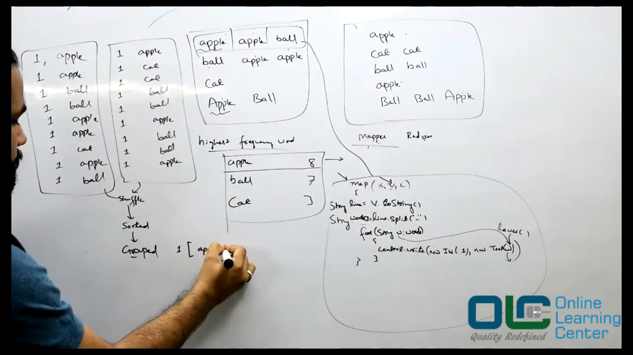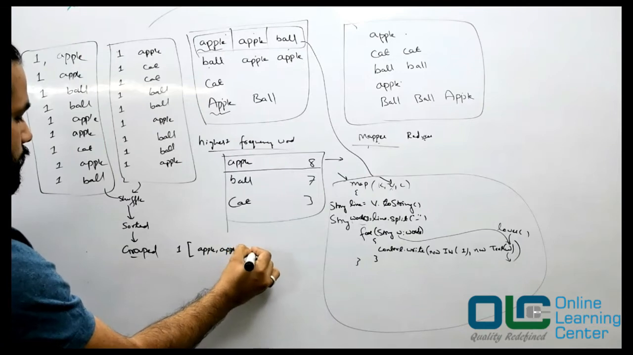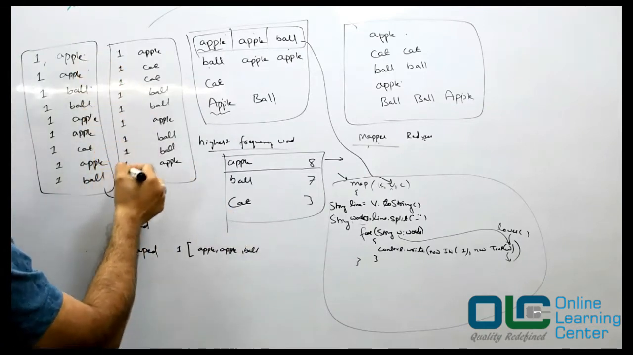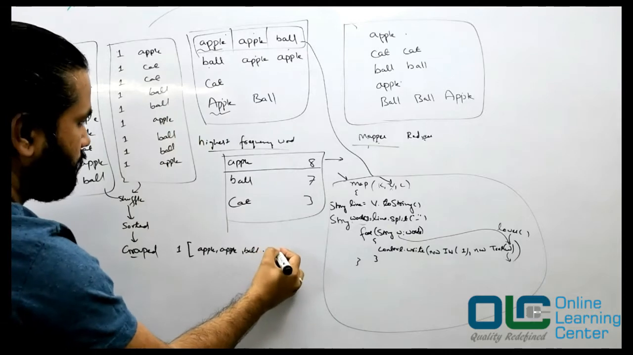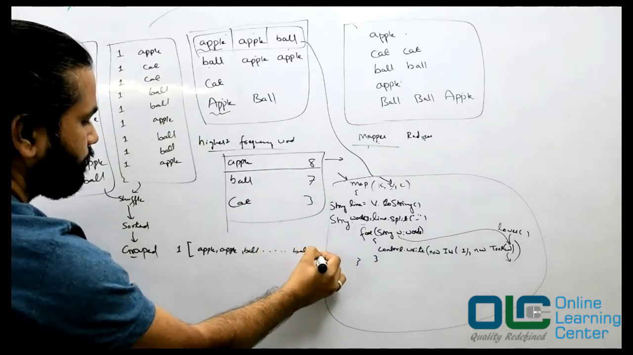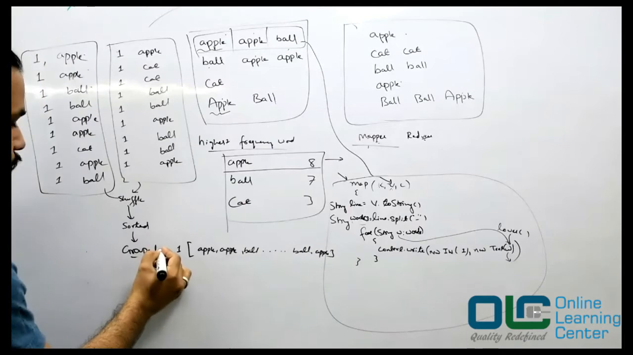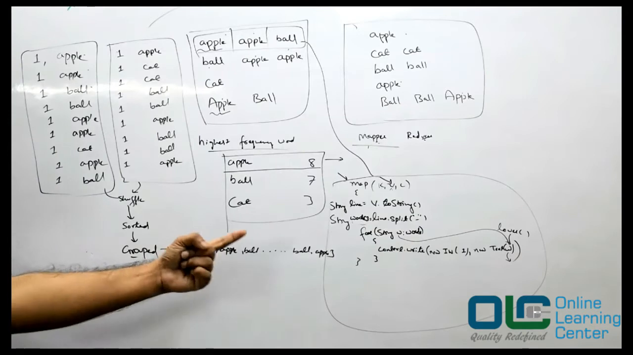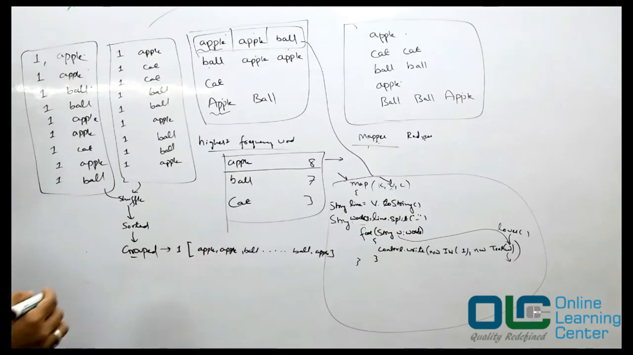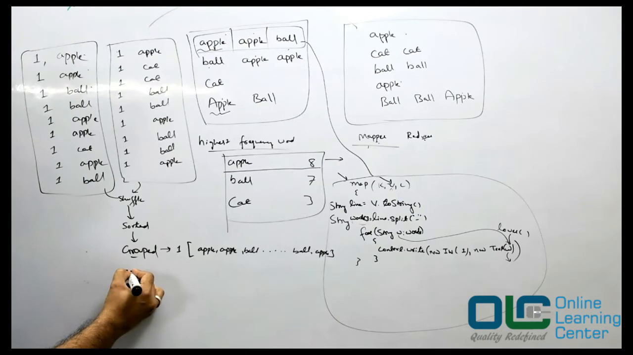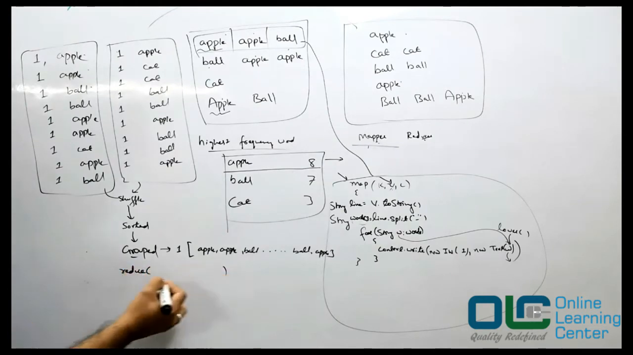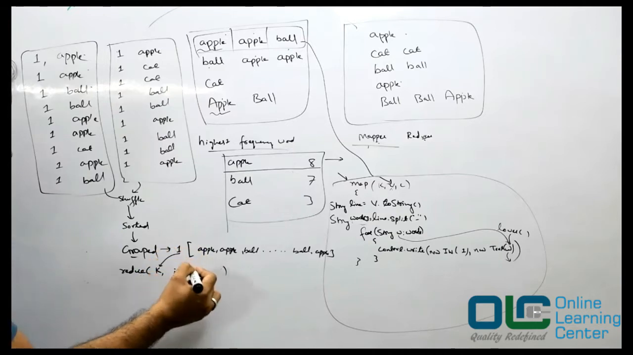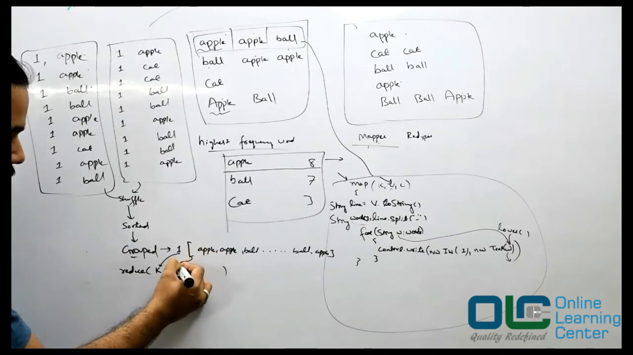Apple, then ball, apple, apple, ball, ball, ball, ball, and so on, ball, apple. So this is what would be the output of your group by. Now, since you grouped this data, it will go to your reducer's reduce method. In your reducer method, your key would be 1. Your value would be an iterable, which is this array.